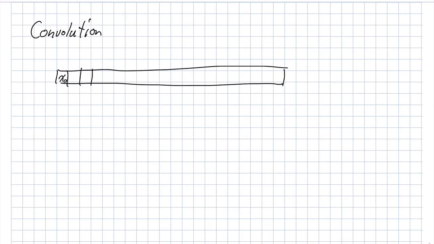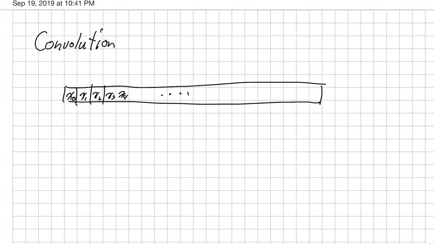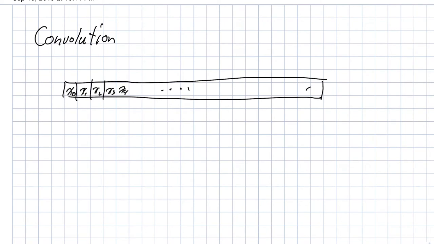So this might be x0 here, x1, x2, x3, x4, etc., out to, if we have n items total, then the last one is xn minus 1. This might be the x coordinate of the left wrist. So the horizontal dimension here is time.